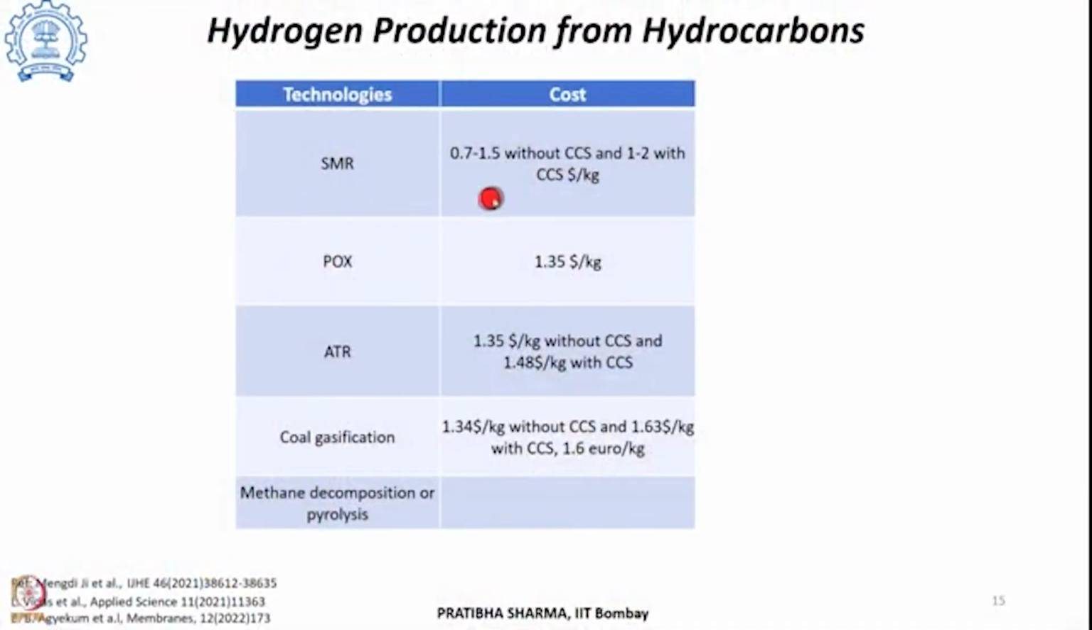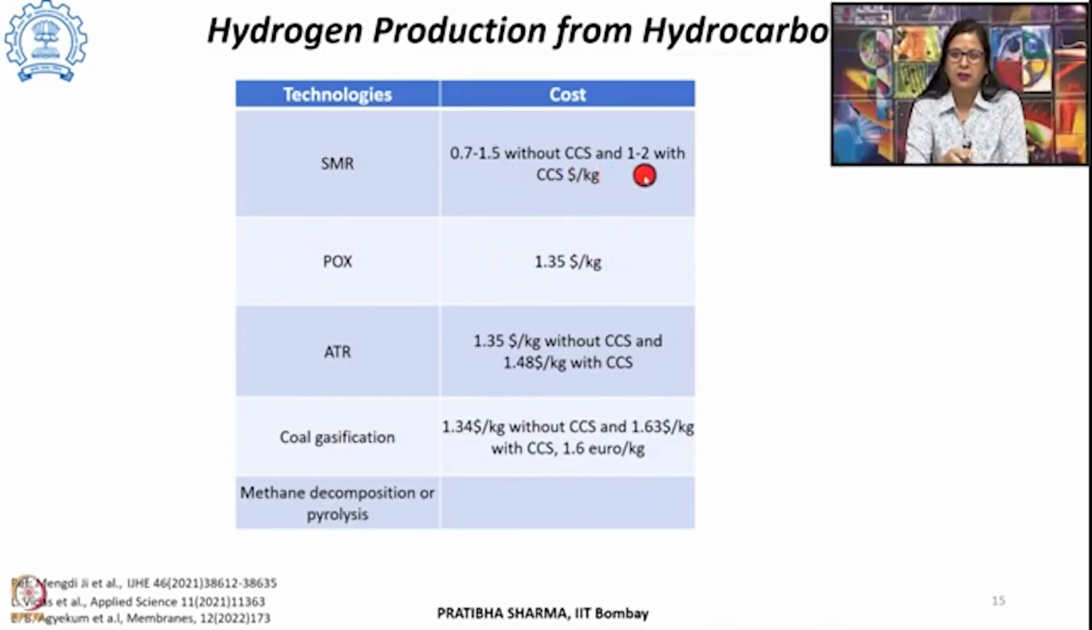Now if we quickly look at the cost of hydrogen production from the different routes which we have seen in this course, the cost of hydrogen production from SMR we have already seen, 0.7 to $1.5 per kg without CCS. If it is with CCS, $1 to $2 per kg. Partial oxidation $1.35 per kg. Autothermal reforming $1.3 per kg without CCS. With CCS $1.48 per kg. If it is coal gasification $1.34 per kg without CCS, and that increases to $1.63 per kg with CCS.